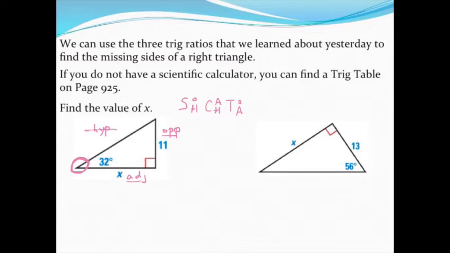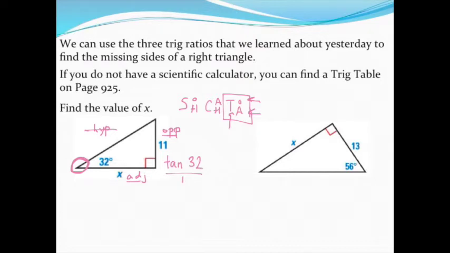Looking at the three parts of SOHCAHTOA, I can see the one I want to work with is TOA. It's got opposite and it's got adjacent in it, telling me I'm going to be working with the T part of SOHCAHTOA, or tangent. So this particular problem, I'm going to be using tangent to find my missing side, because those are the sides I'm working with. So I'm going to write tangent, and then always tangent of the angle that I'm looking at. So tangent of 32, and I like to put that over 1.